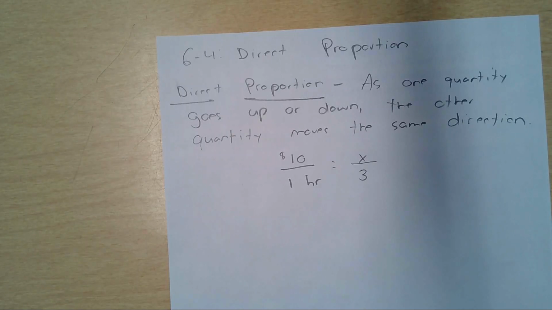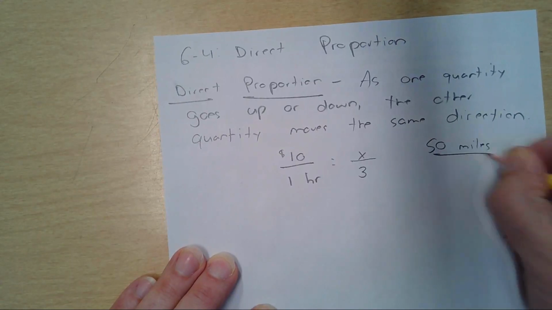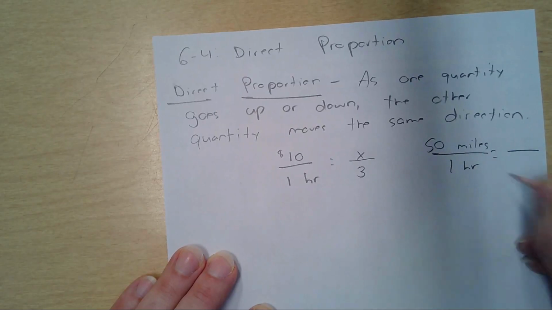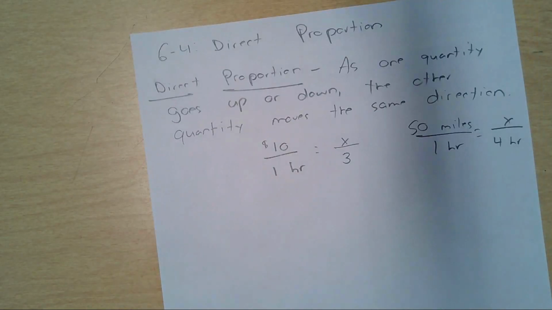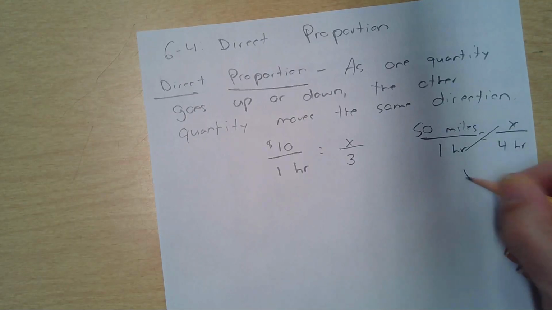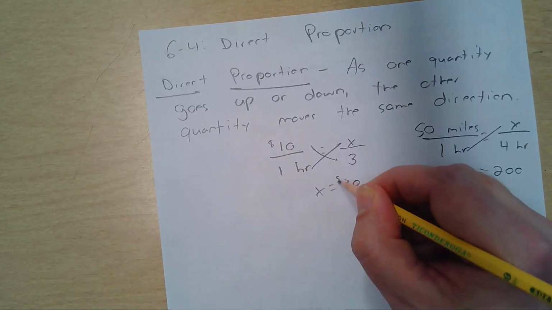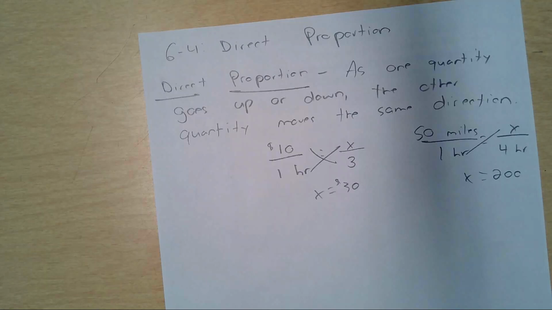If I'm driving a car 50 miles per hour and I drive it for 4 hours, how far did I drive? 200. Right, 50 miles in 1 hour. And then if I said you drove it for 4 hours, how far did you drive? 200 miles. How did I get it? Again, I can use my cross products. X equals 200. That one was pretty simple. But this is an example of direct proportions. As one goes up, the other goes up. As one goes down, the other goes down. So we'll contrast these with some other proportions.